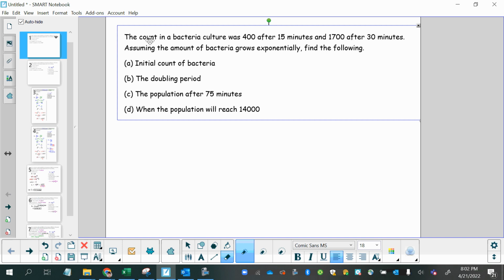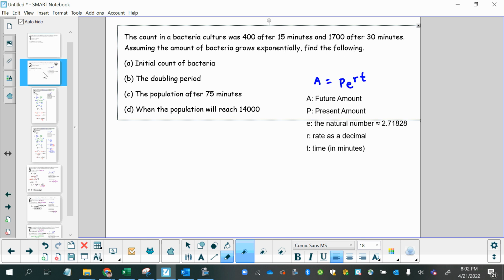We are given the information about a bacteria culture and asked to answer these 4 questions. It says the count in a bacteria culture was 400 after 15 minutes and 1700 after 30 minutes. Assume the amount of bacteria grows exponentially and find the following.